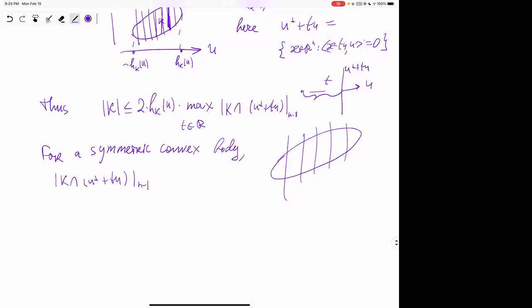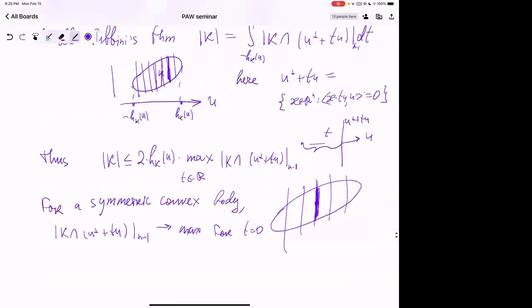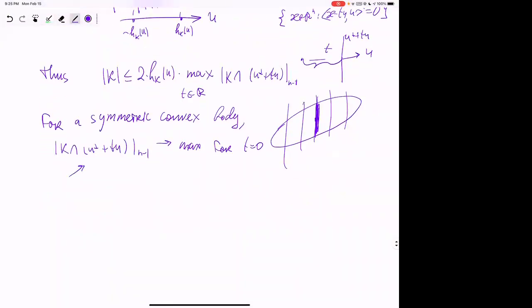Exactly. The section of K is going to be maximized for t equal to 0. The one that passes through the origin is going to be the biggest one. It's a very classical fact in convexity. It's based on the fact that this function is actually log concave. It's even 1 over n concave. But anyway, it's log concave in t because K is convex. It's a standard fact that follows from the Minkowski inequality, for instance. And if a function is log concave and even, which it is because the convex body is symmetric, it has to attain its maximum at the origin.